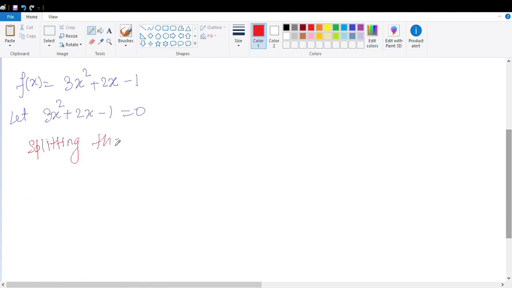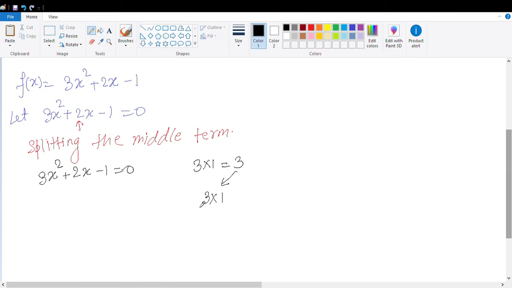As the name says, what we are going to do here is split the middle term, this middle term is 2x, so we are going to split this. A very simple working rule for this: first of all, write the polynomial in descending powers, that is 3x square plus 2x minus 1 equal to 0. Now multiply the coefficient of x square with the constant term, you will get 3. Write the possible factors of 3, that is 3 multiplied by 1, the only possible combination.